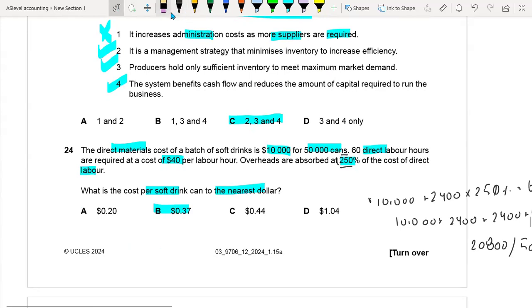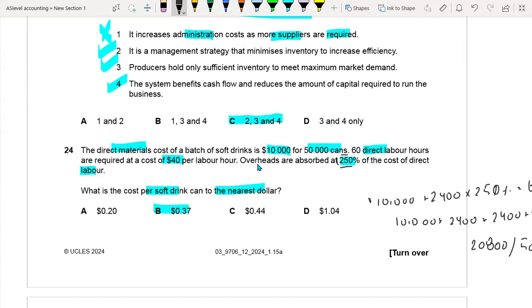Okay. So the direct material cost of a batch of soft drinks is 10,000 for 50,000 cans, and 60 direct labor hours are required at a cost of $40 per labor hour.